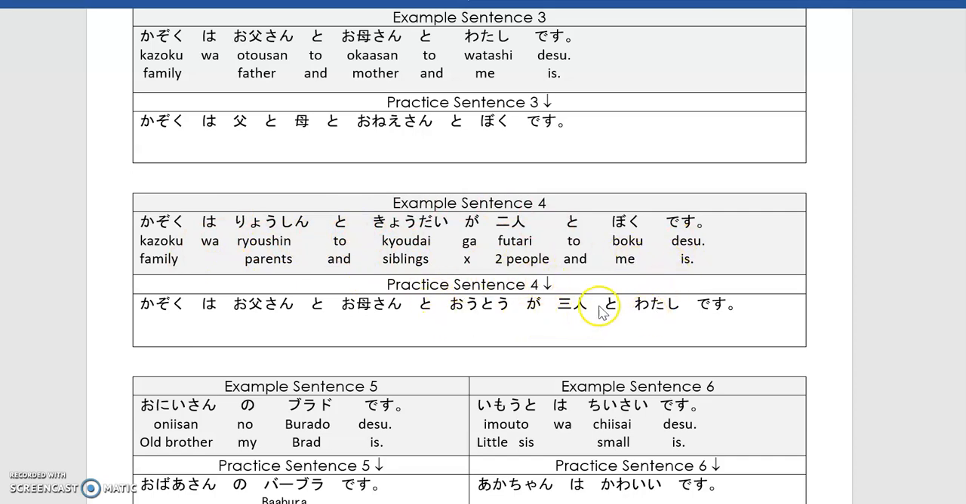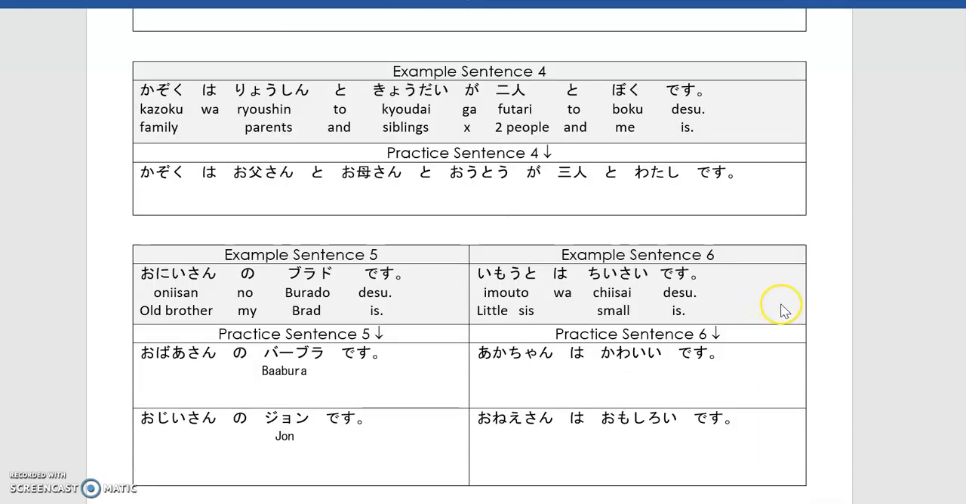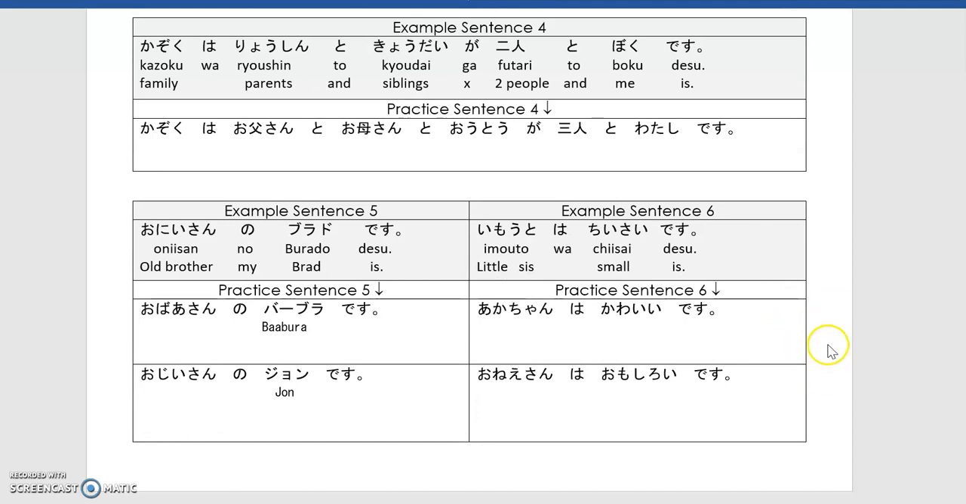So in this part down here, there will be a number of how many of these that family has. The last example sentence patterns down here use our describing words. This one here, we're describing the names of people in our family, and then this one is an adjective. So for example, Oni-san no Brado desu. My older brother is Brad.